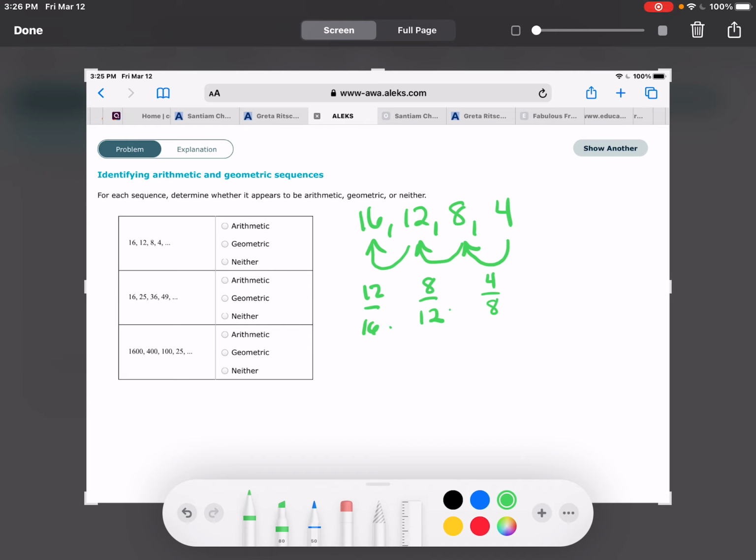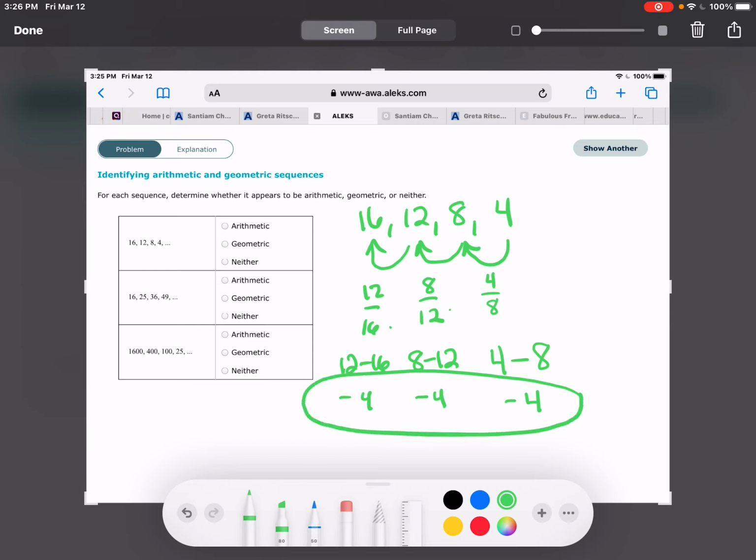So it's not geometric, but are we actually adding something? Well, we'll say 4 minus 8 instead of 4 divided by 8 gives me -4. 8 minus 12 gives me a -4. And 12 minus 16 gives me a -4. And so this is my common number that I'm going to be adding to each number in my sequence to get to the next one. So this one is going to be arithmetic.